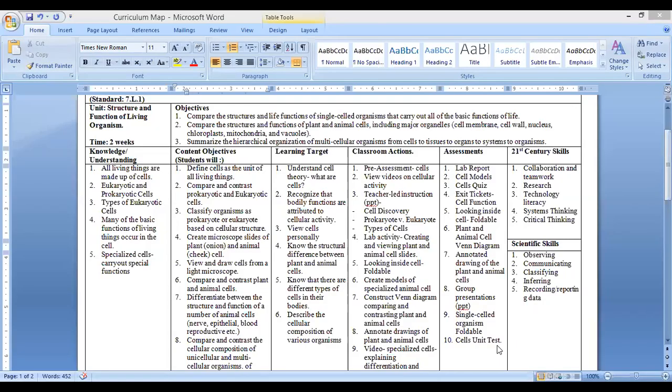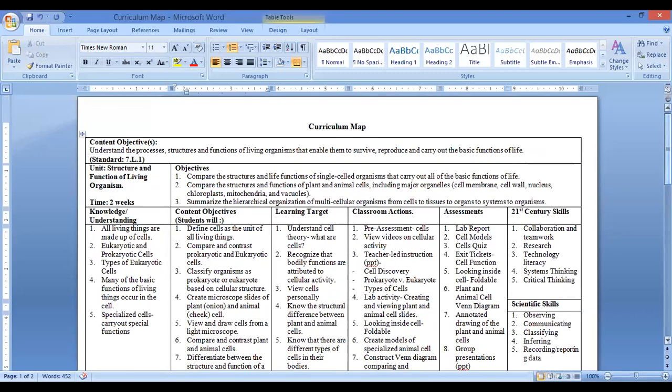Now, lastly, the final document I want to share with you is this curriculum map, because this is the meat of what we need to look at. This curriculum map starts out with the unit objective that is coming from NCDPI: Understand the processes, structure, and function of living organisms that enable them to survive, reproduce, and carry out the basic functions of life. This standard is all encompassing, having so many different facets to it.